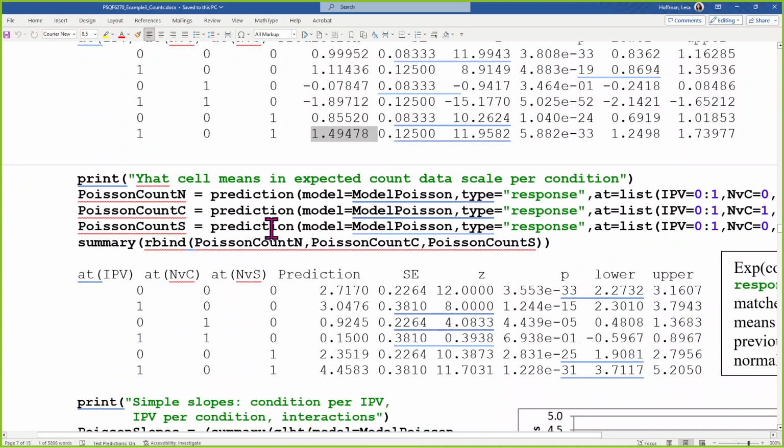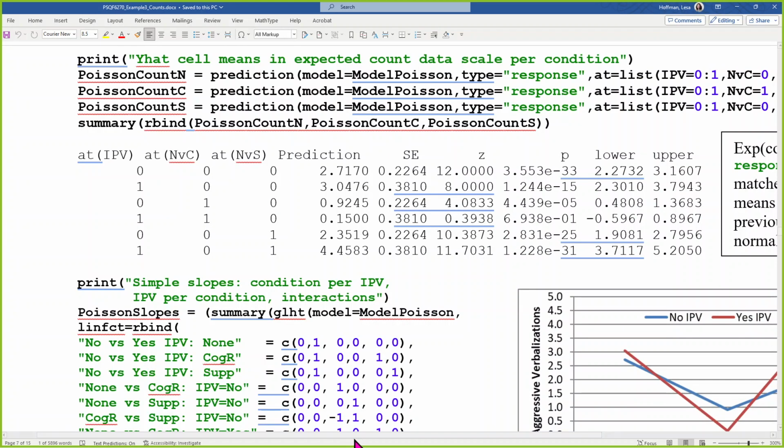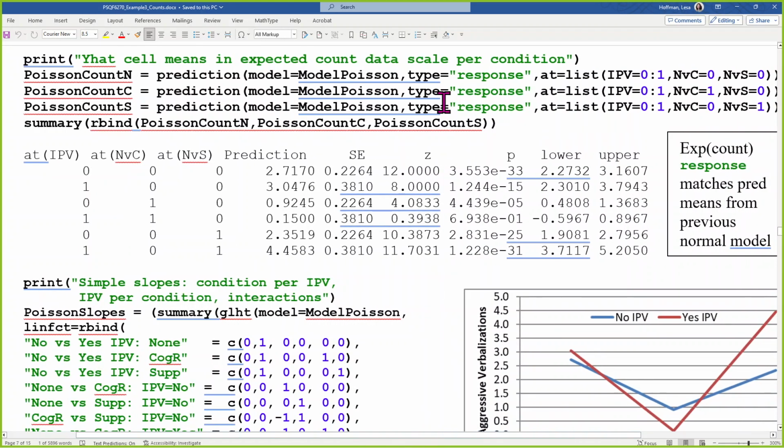And you're like, can you just give me the right answer in counts? Yes, I can. I did the same thing asking for predictions where type equals response. So that is in the inverse link, going from model scale back to data scale. So this will be in expected counts instead. So people in this condition are predicted to say 2.7 mean things on average. People in this condition are only predicted to say 0.15 mean things on average. And then this condition are the troublemakers, 4.5 mean things on average.